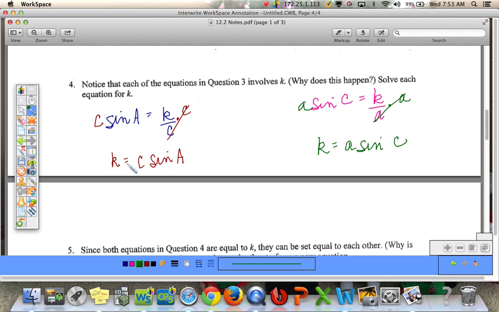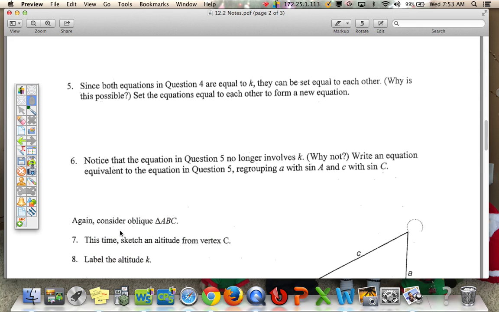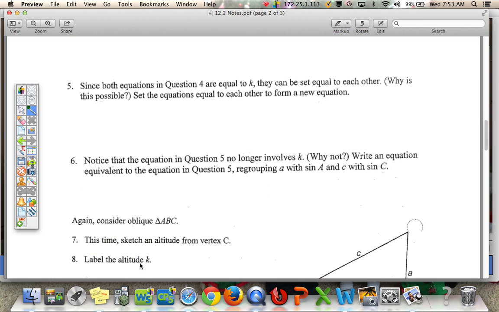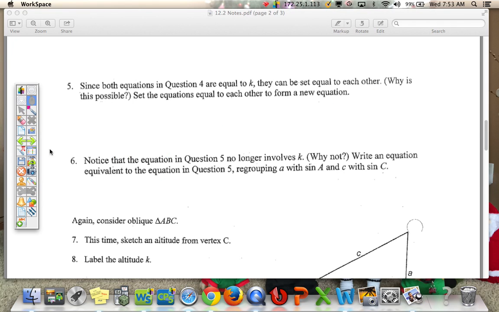Okay, so we solved each equation. Next question says, since both equations in question 4 are equal to K, they can be set equal to each other. So they both equal K. So again, if K equals this and K equals this, then these two must be equal to each other because they're both equal to K. So let's rewrite that.